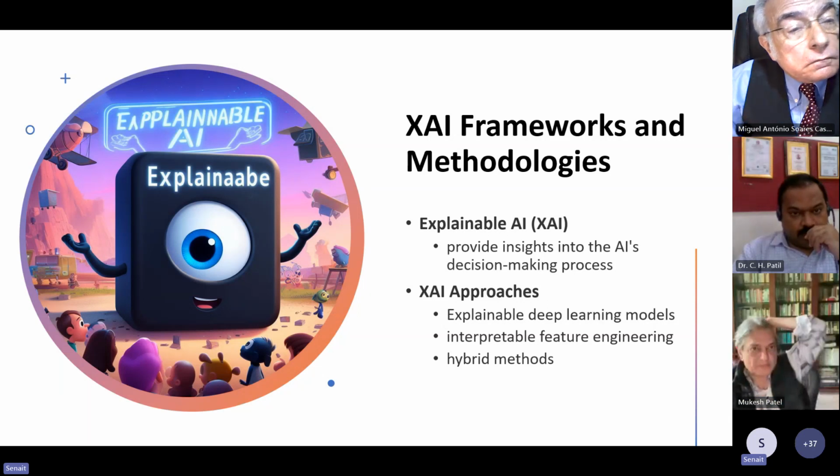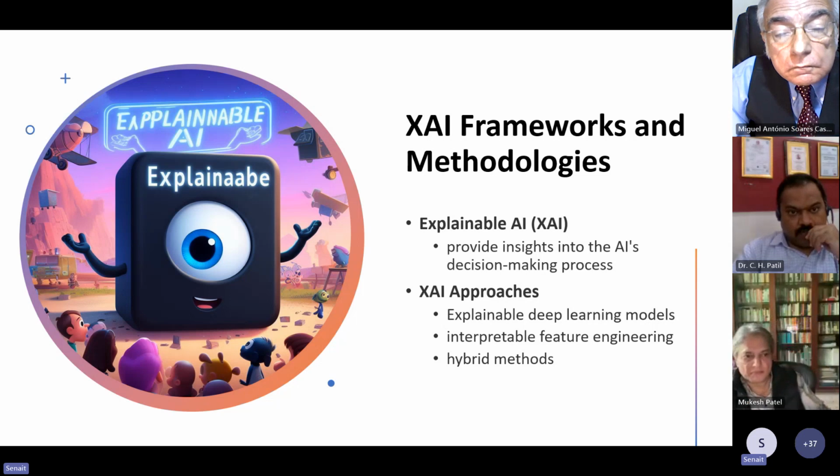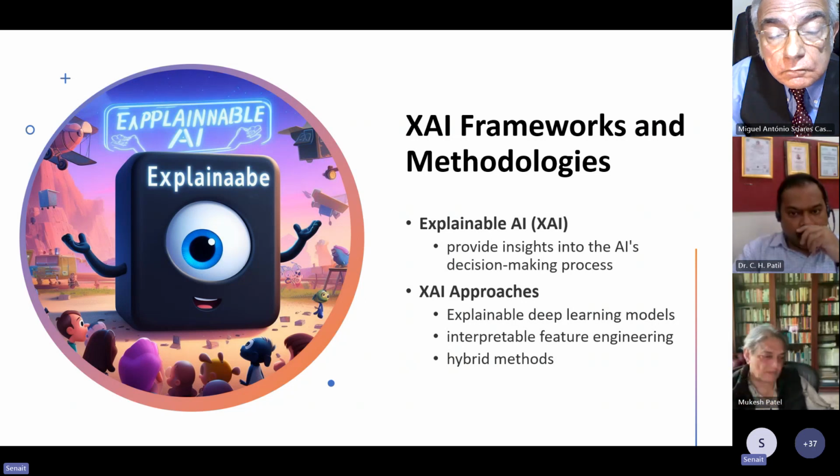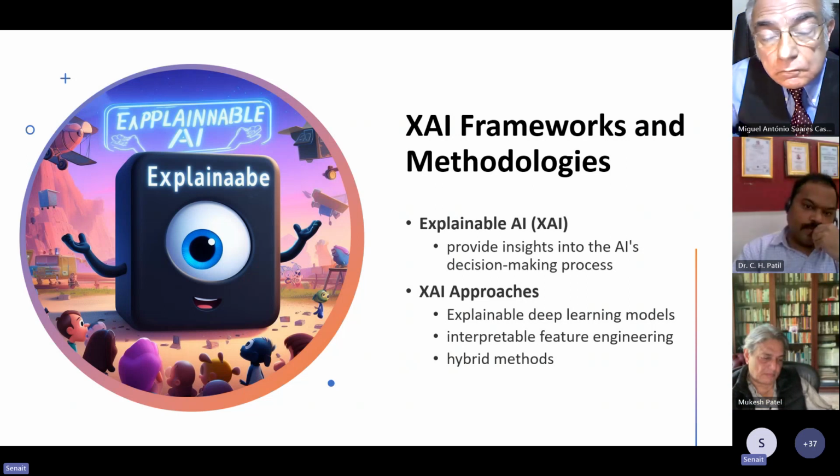Next, interpretability can also be achieved through feature engineering. This approach involves selecting or transforming features in a way that makes the model's decisions more transparent. Lastly, we have hybrid methods, which combine multiple approaches to strike a balance between performance and interpretability. These methods might integrate simpler, more interpretable models with complex ones, or use post-hoc interpretation techniques that explain the outputs of the black box models. The idea is to leverage the strengths of various methodologies to create a system that's both powerful and transparent.